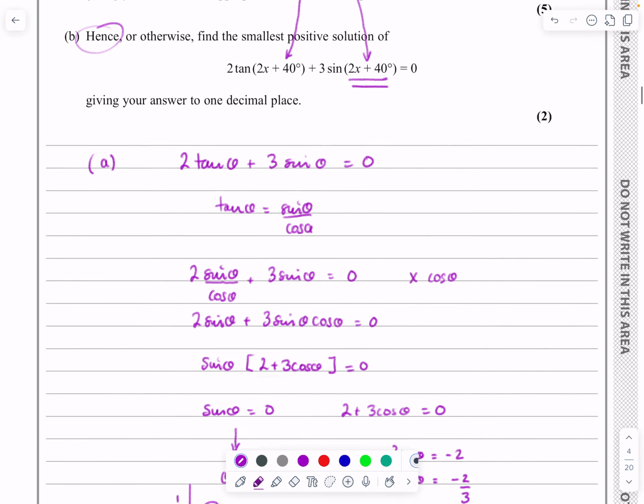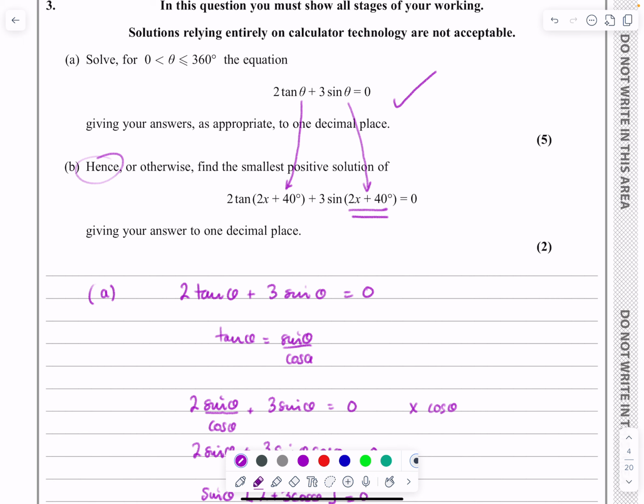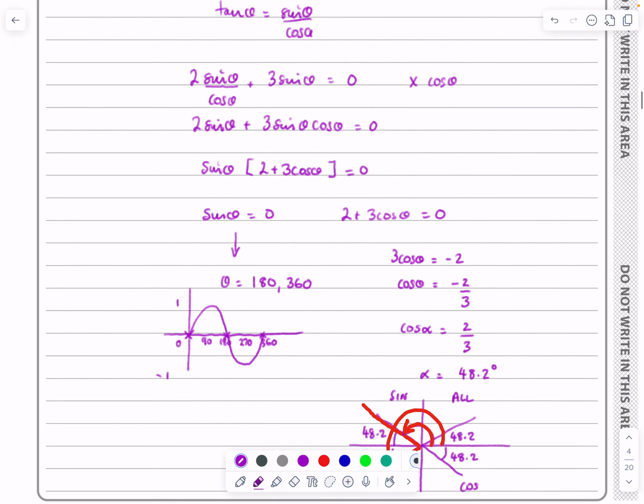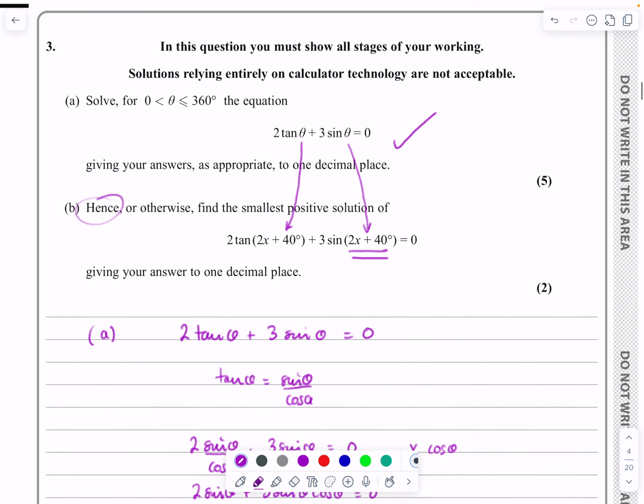And if I want to find, what does it ask for? It asks for the smallest positive solution of that. So it only wants one of the values. The smallest solution will be putting that one in. So 2x plus 40 equals 131.8 will give me, just rearranging that, x works out to be equal to 45.9 degrees. So the answer to part B, following on from the answer to part A, hopefully is relatively straightforward for you.